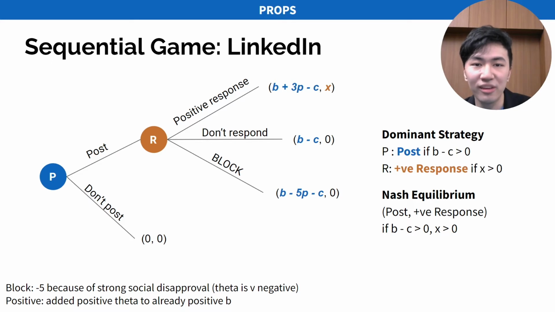From this graph, there is a clear dominant strategy for a poster to post as long as the intrinsic benefit outweighs the cost of making the post. In response to this, a responder would then choose the optimal reply to the type of post to maximize his or her payoff X.